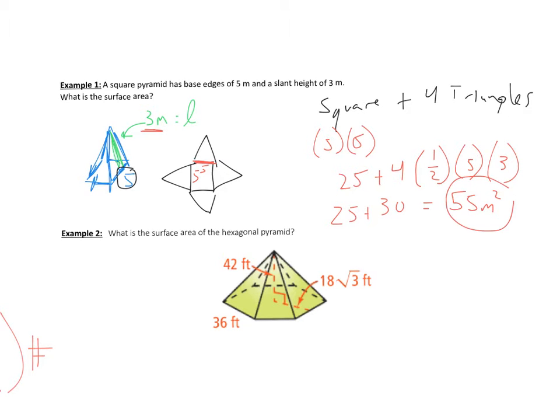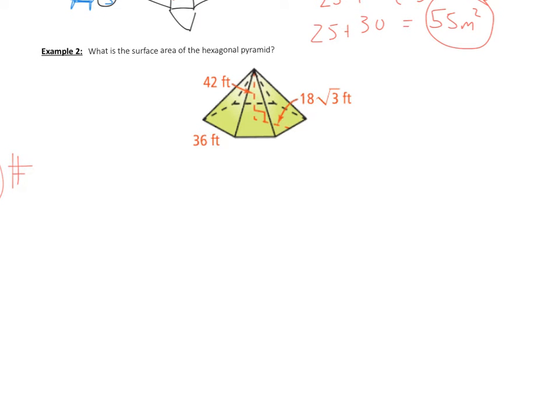square meters. So now we're going to take a look at example 2, and this one's a little bit more complicated because it's a hexagon, first of all, and secondly, they don't give me the slant height. Remember, the slant height is this distance from the vertex to the midpoint of the edge. It's not 42. 42 is not the slant height. That's the actual height.